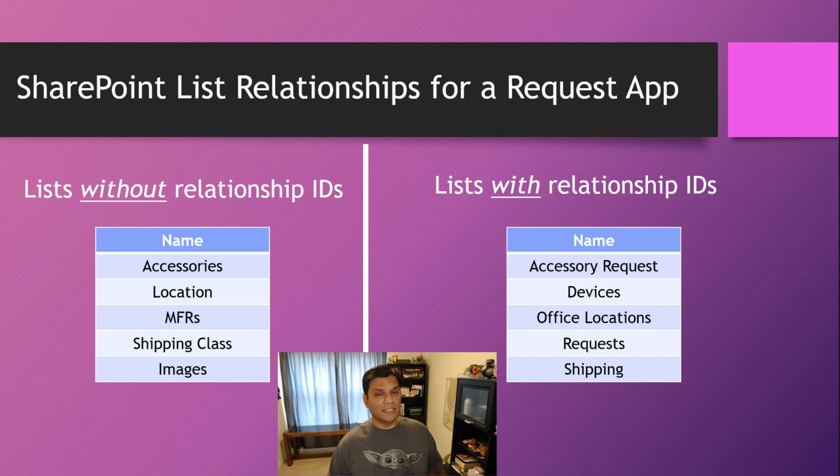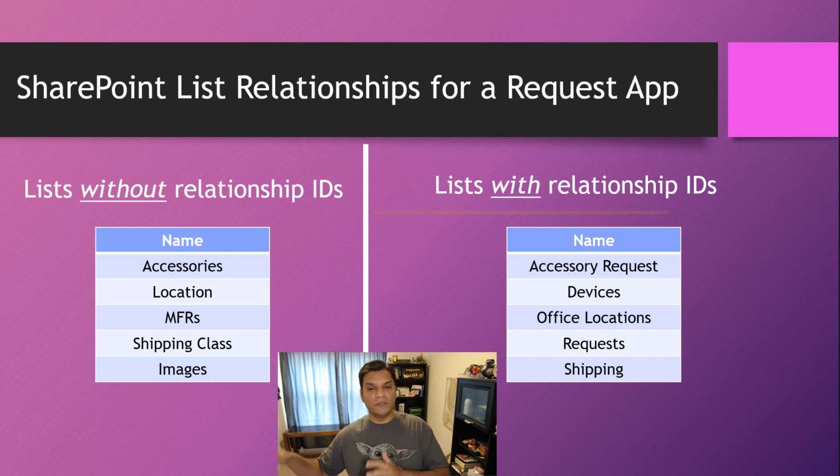Now remember, I just said that a SharePoint list comes by default with its ID. And therefore, that falls on the left side, which is lists without relationship IDs. They already have their default ID over there, but they do not have those relationship IDs. And it's important because things that are just pulled for viewing purposes usually are the ones that don't have these additional relationships.